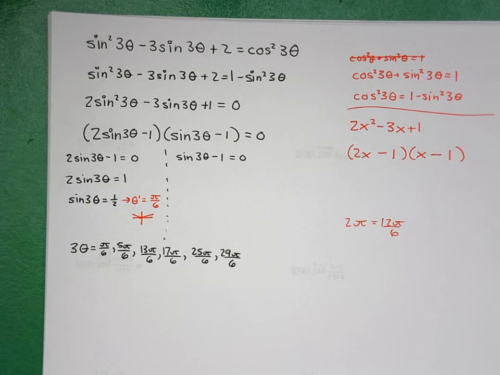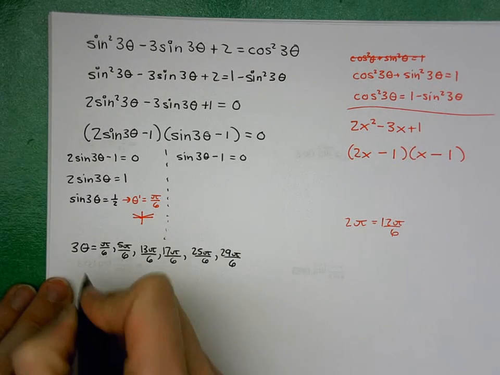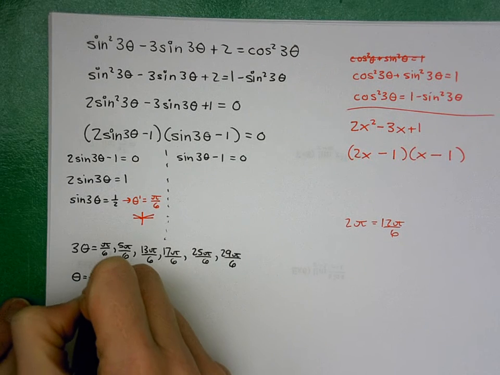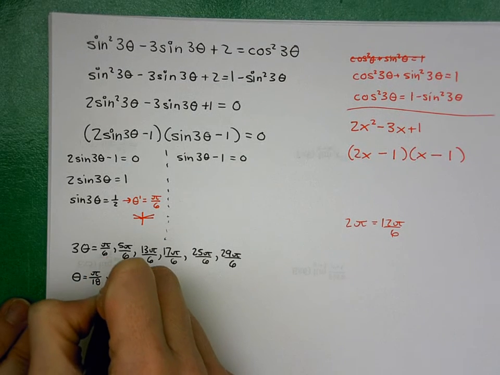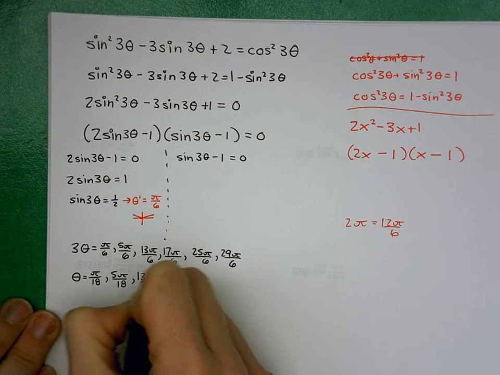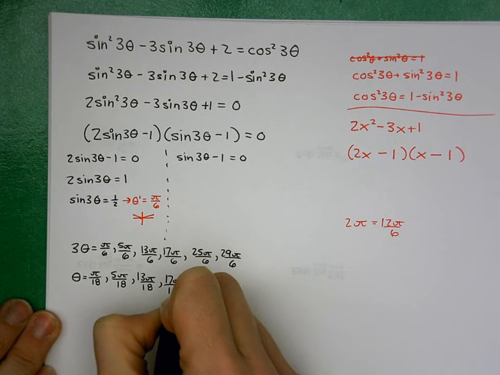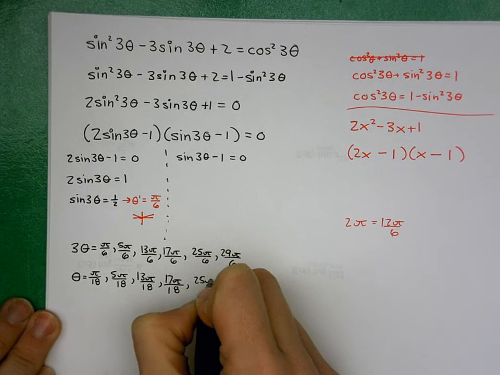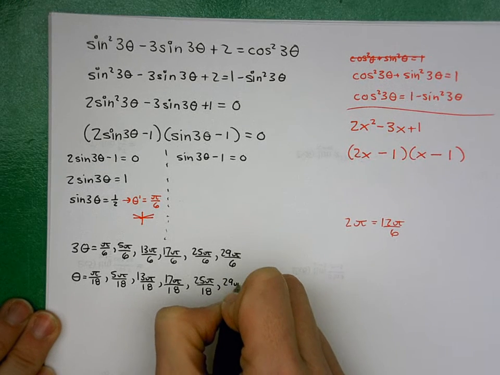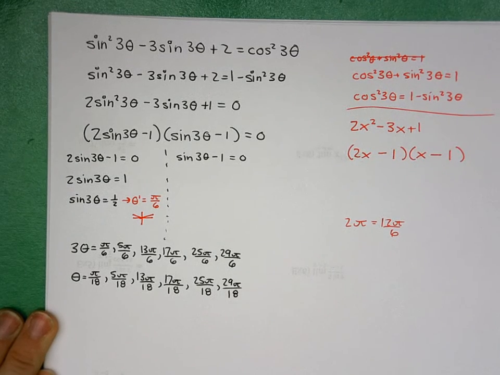Okay, and then dividing 3 through or multiplying by 1/3, however it is you prefer to think of it, we have pi over 18, 5 pi over 18, 13 pi over 18, 17 pi over 18, 2 more, 25 pi over 18, and last but not least 29 pi over 18, which still doesn't put me up and over the 2 pi. It shouldn't, right? 36 pi over 18 would be 2 pi.